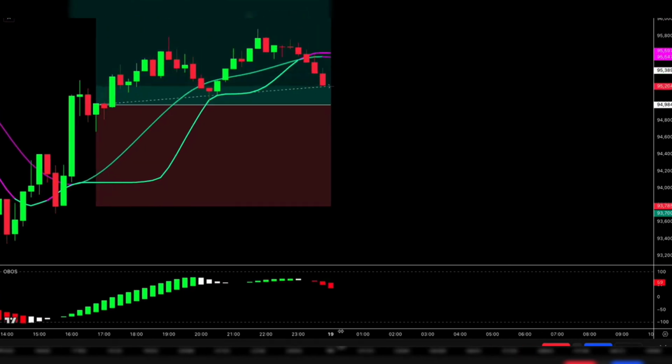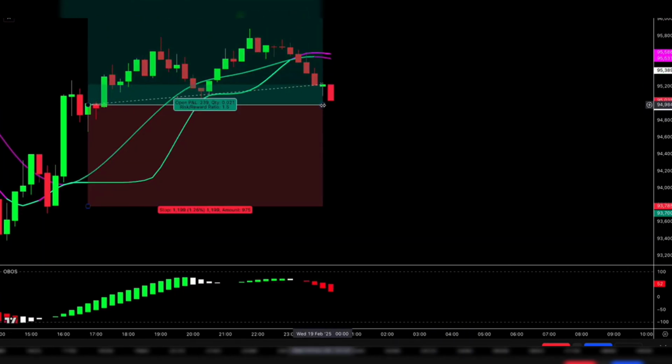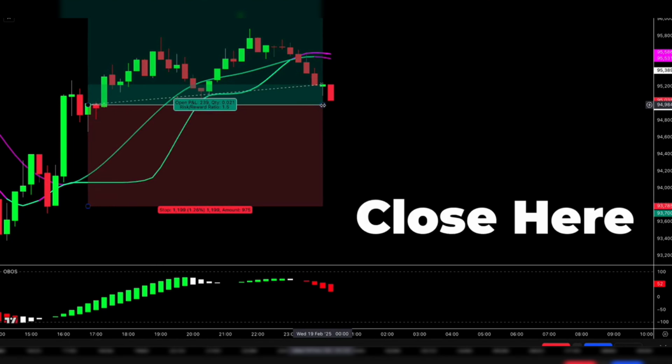Here the market has not touched either the stop loss or the target, but both the indicators have given a sell signal, hence we close the buy trade here.